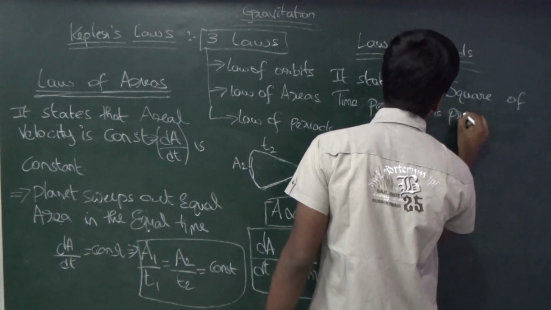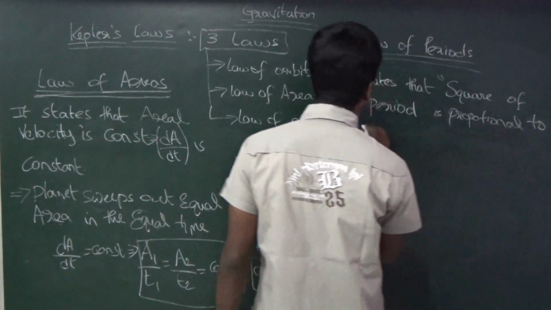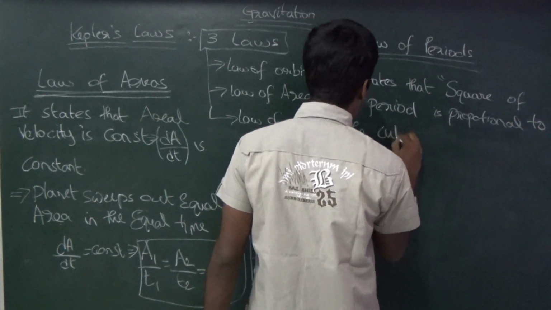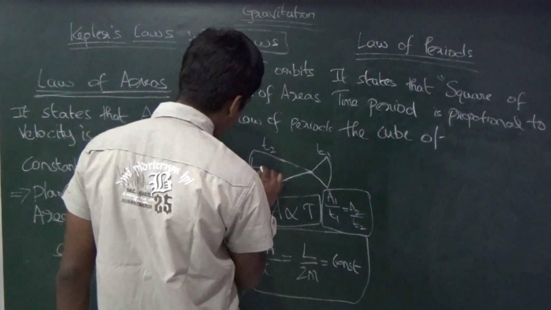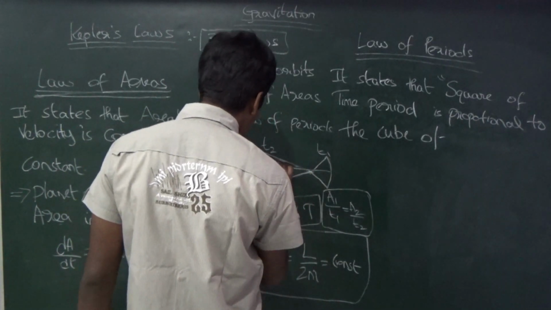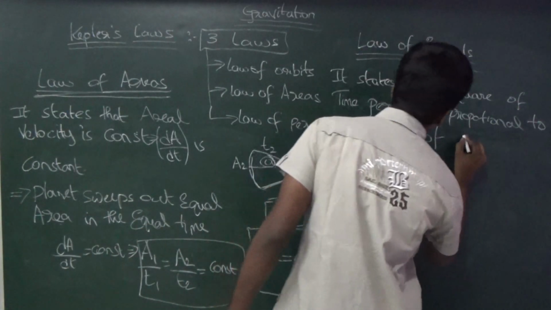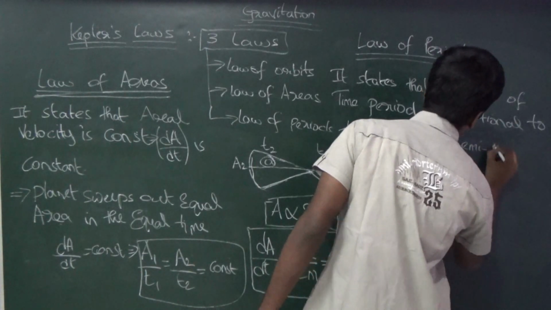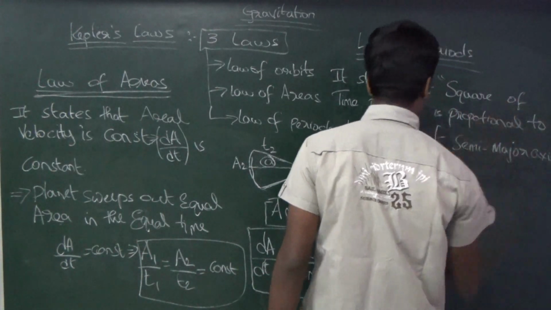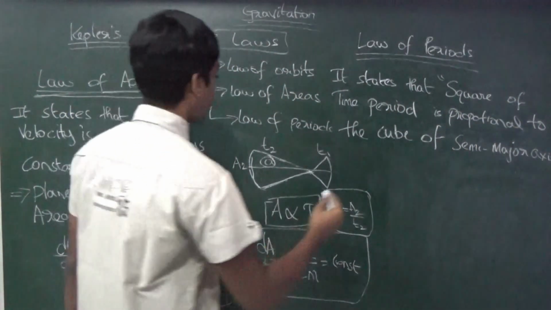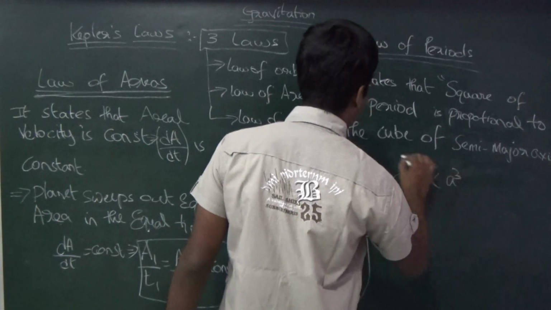Is proportional to the cube of the semi-major axis. Semi-major axis means this one. So it is denoted as A. Okay. Cube of semi-major axis. So we can write the relation as T square proportional to A cube.